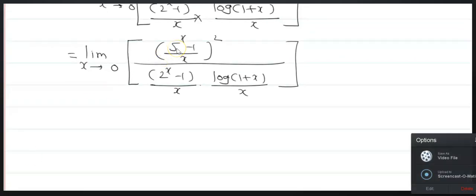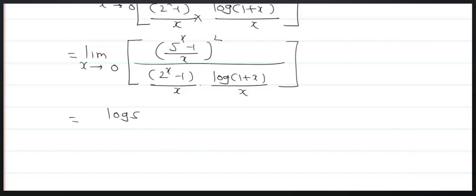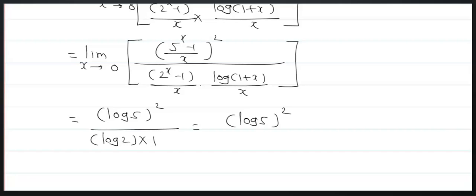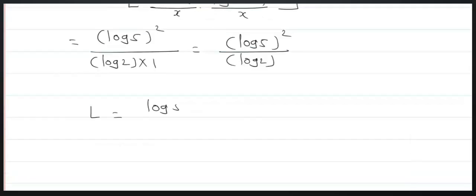The value of this limit is (log of 5) whole squared upon log of 2 into 1. Now, see this here: (log of 5) squared, log of 2 into 1. Therefore, it is equal to (log of 5) whole squared upon log of 2.